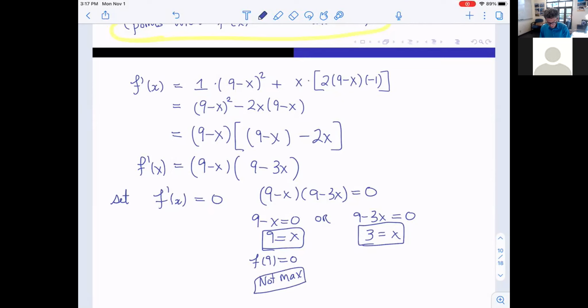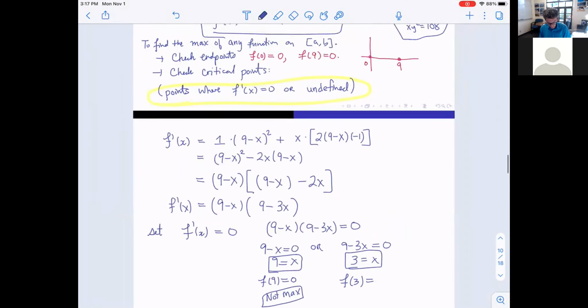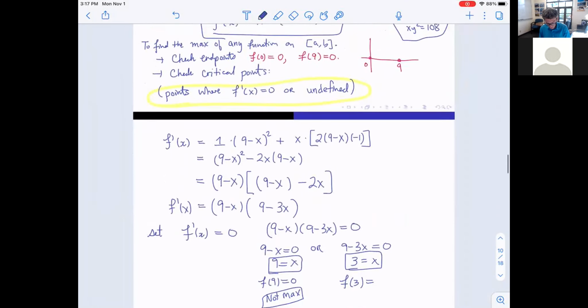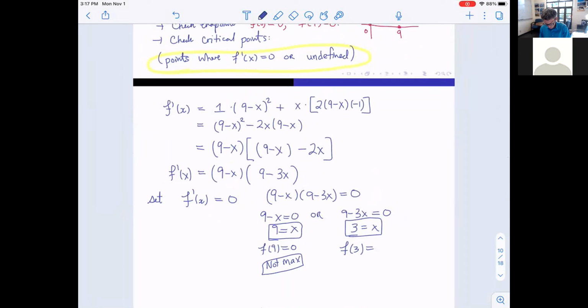And if I plug in 3, what am I going to get? Well, remember our original function. What was our original function? It was x times 9 minus x squared. So f of 3 is going to be 3 times 9 minus 3 squared, which is 3 times 36, which is 108.